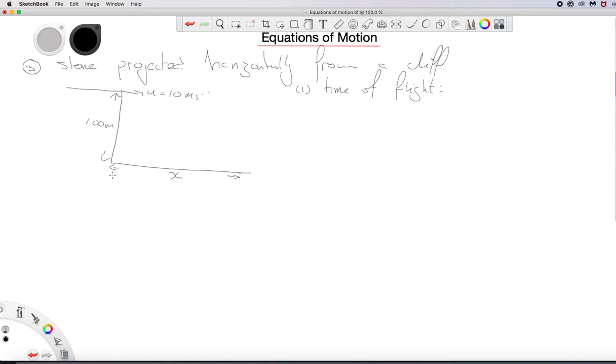Assuming there's no air resistance, of course. In the real world, that isn't the case. But this is our cliff in a vacuum because we ignore air resistance because we're physicists and we can. So the time of flight, this is the time to fall 100 meters under gravity.